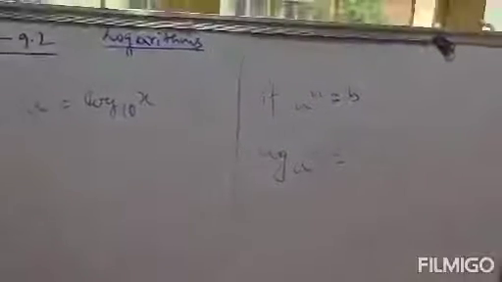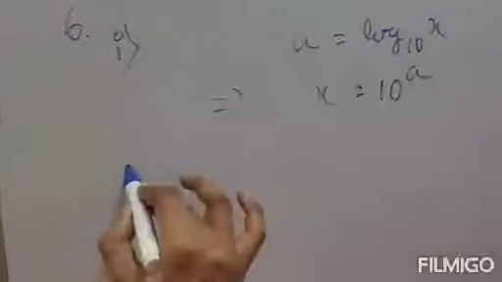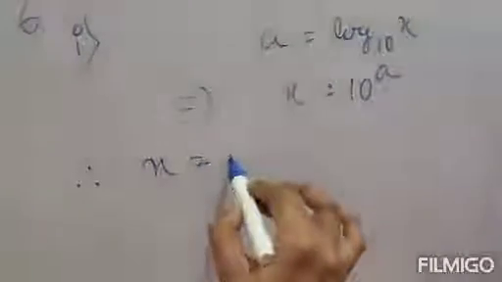Clear? So here we apply the same formula to find the value of x. That means x will be equal to 10 to the power a. So the answer to the first question is x equals 10 to the power a. Clear? Next, question number 2.